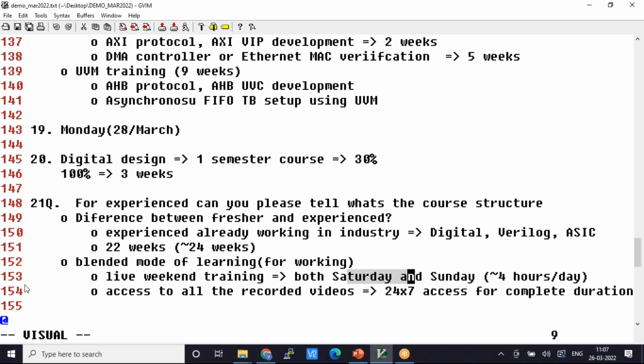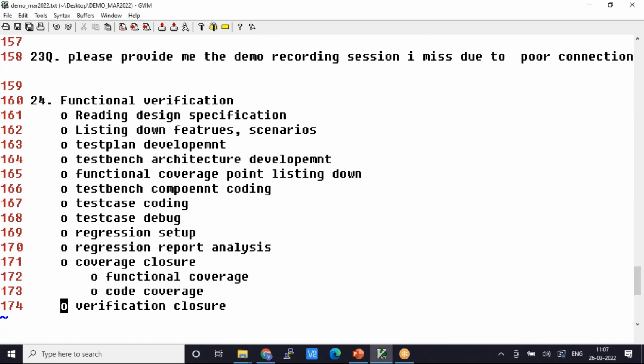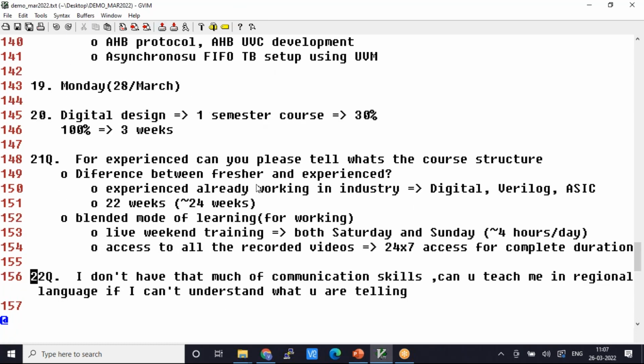Whereas for a fresher who is not working, it will be 6 days of training, 4 hours every day. Sunday will be a break for them. That means the experienced people's training batch will be different, and the fresher batch will be different. So I hope it is clear to you.